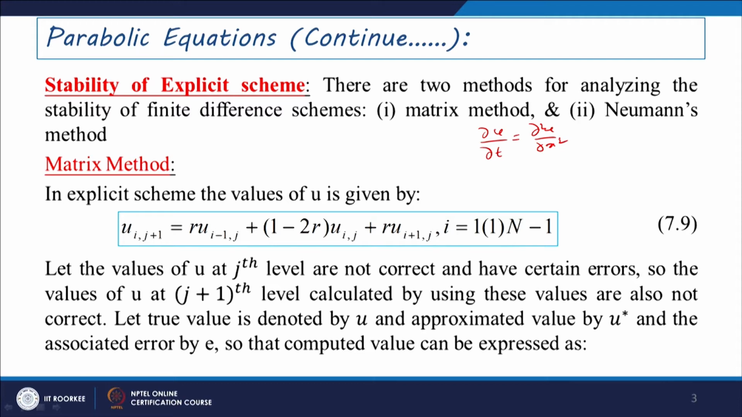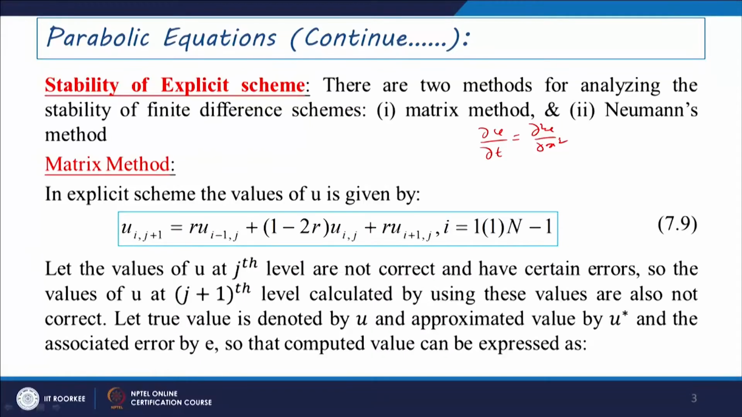scheme in the form u i j plus 1 equals r u i minus 1 j plus 1 minus 2 r u i j plus r u i plus 1 j, where i varies from 1 to n minus 1, and we are computing these values at the j plus 1th level. So the values at i minus 1 j, i j and i plus 1 j should be known to us here.